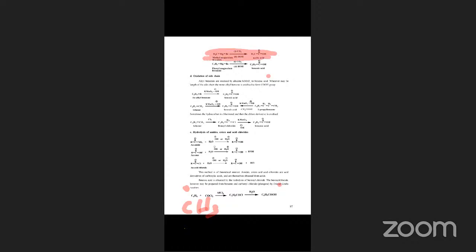Okay, so time is completed. We continue tomorrow. Sir, for each preparation, do we have to write two reactions? Only one is enough. You have to write the direct reaction, not the general reaction.